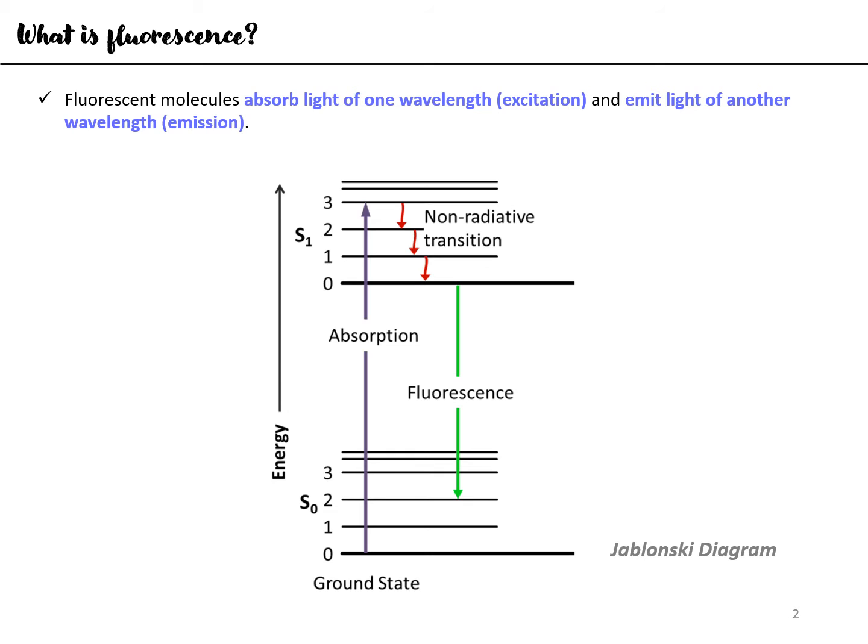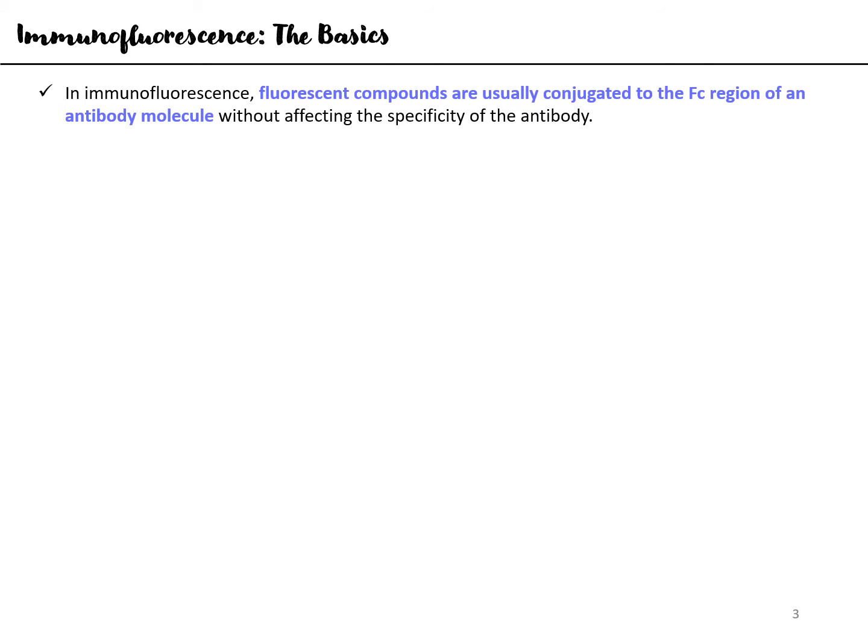Now, it is this phenomenon of fluorescence that we exploit in immunofluorescence. So, what exactly happens in immunofluorescence? The basics of immunofluorescence: in immunofluorescence, fluorescent compounds, so if you think of the specific molecule that we were discussing in the previous slide, whose Jablonski diagram we looked into, that compound is a fluorescent compound. So what is done is that such fluorescent compounds are usually conjugated to the Fc region of an antibody molecule.